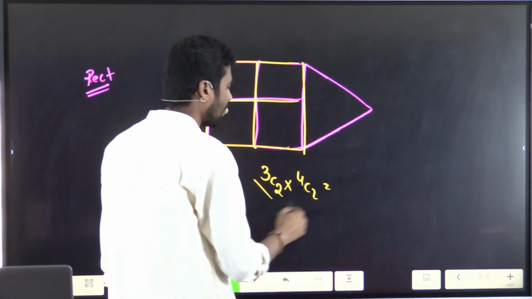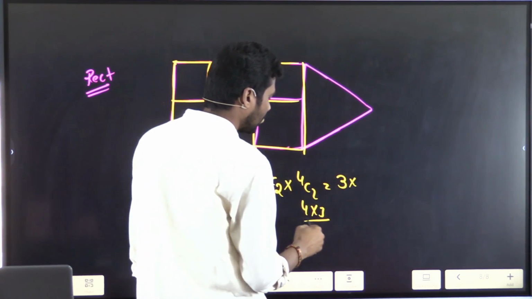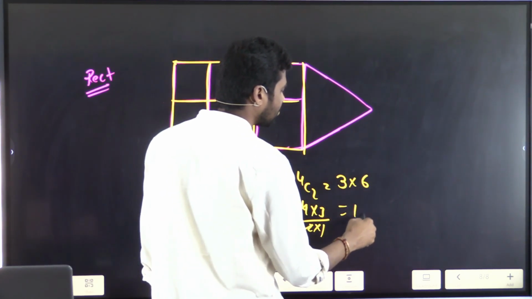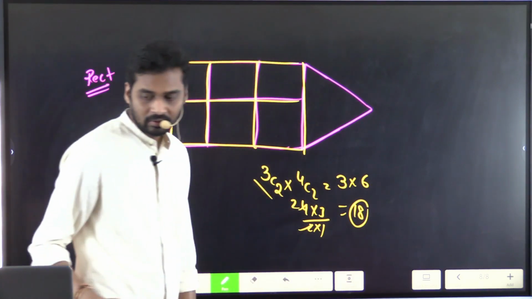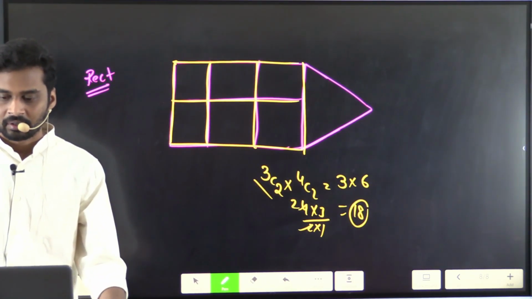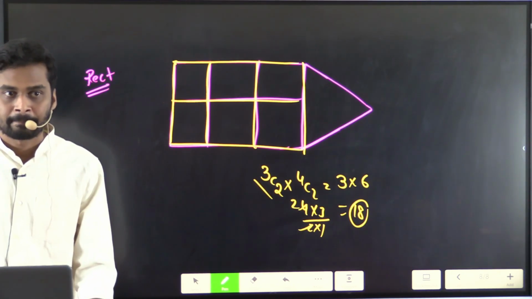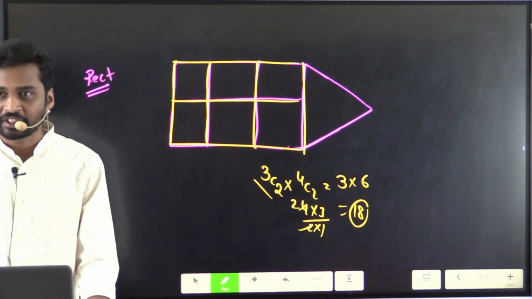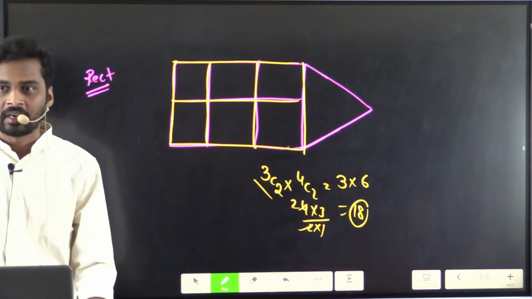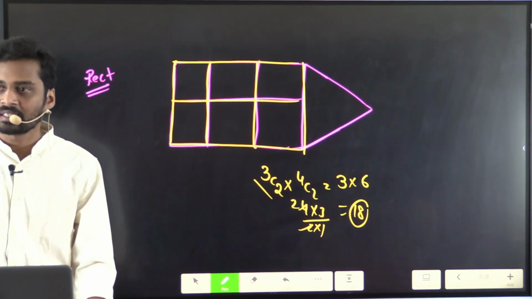So 3 C2's value is 3. 4 C2 means 4 into 3 divided by 2 into 1. So 2 2s are 2, into 3 is 6. 3 into 6 is 18. So in this figure we have 18 rectangles. Okay. So generally we consider, geometrical figures wise, shape wise, a rectangle itself is a square, or a square itself is a rectangle.